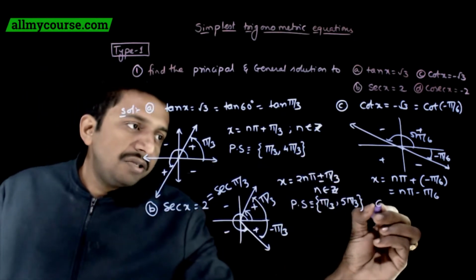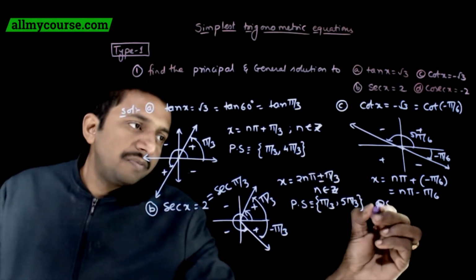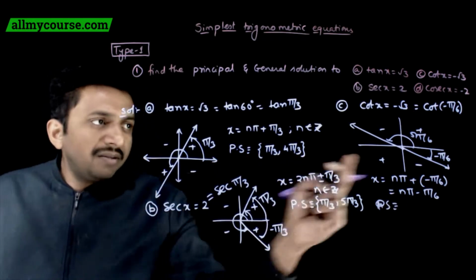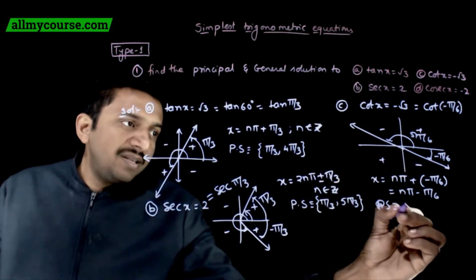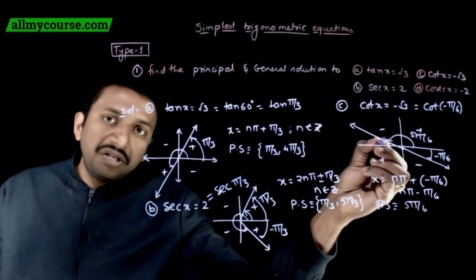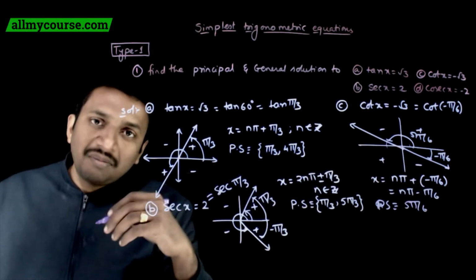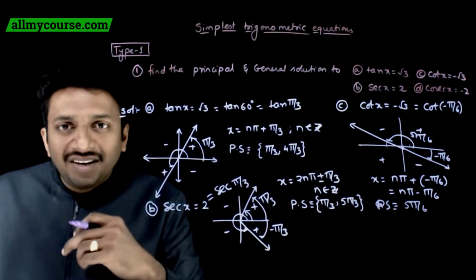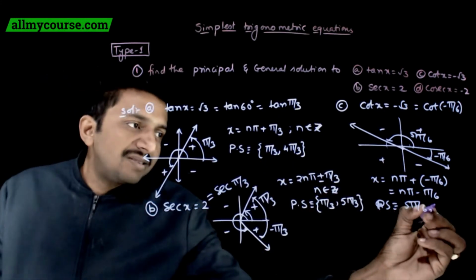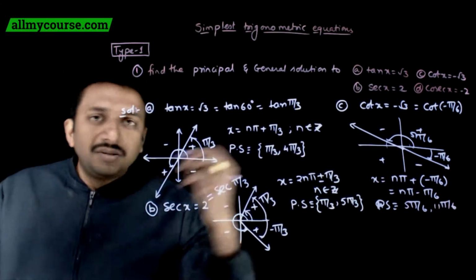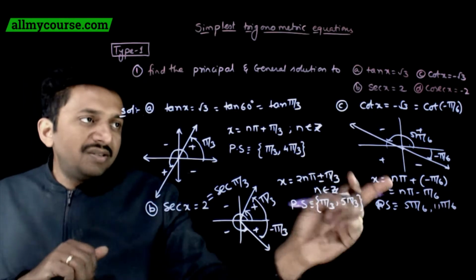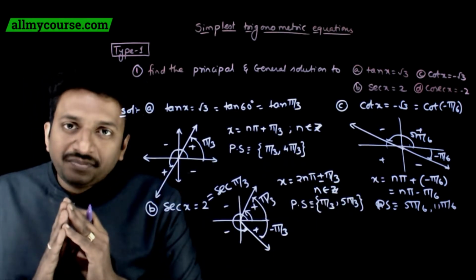And what is the principal solution? Principal solution is nothing but the first, 5 pi by 6. So the first solution is 5 pi by 6. The second solution is 2 pi minus pi by 6, that is 330 degrees, which is 11 pi by 6. So these are the principal solutions. This is the general solution.